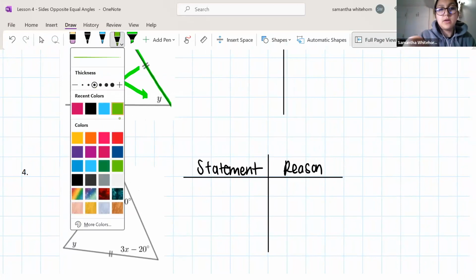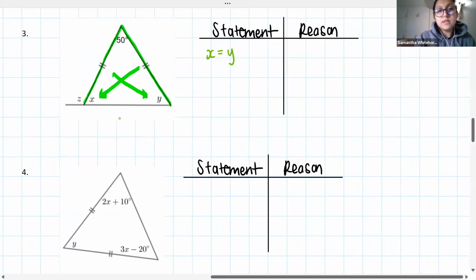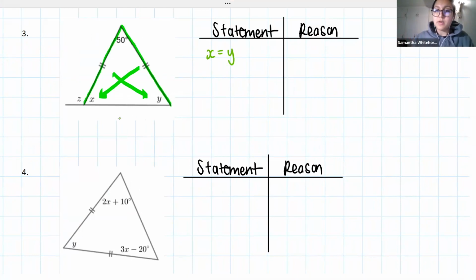And this is what I was saying earlier, guys. Even though this isn't a final answer, this is still helping me to get to where I need to be. So you have to write it down. My reason here is angles opposite equal sides. Now, because they're both the same, you could make both of them x, or both of them y. At the end of the day, they're the same value. So we could use the same variable.